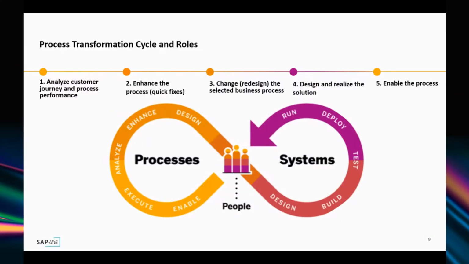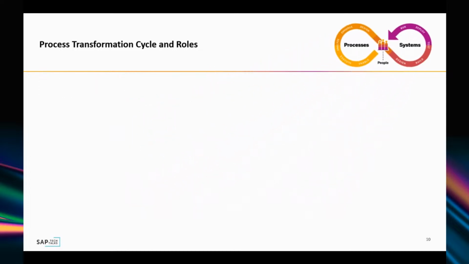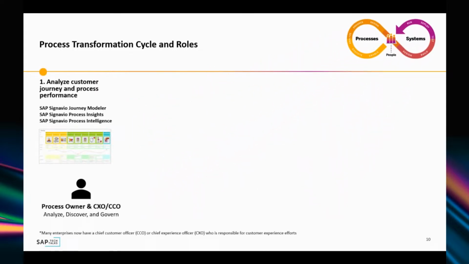And user roles in the process transformation cycle. On the screen, you can see the main steps of process transformation, and let's review the stages step by step. Firstly, we need to analyze customer journey and process performance. And here, the main part could be taken by the process owner or CXO or CSO. Many enterprises now have a chief customer officer or chief experience officer who is responsible for customer experience, because it's very important to ask the customer about his experience.